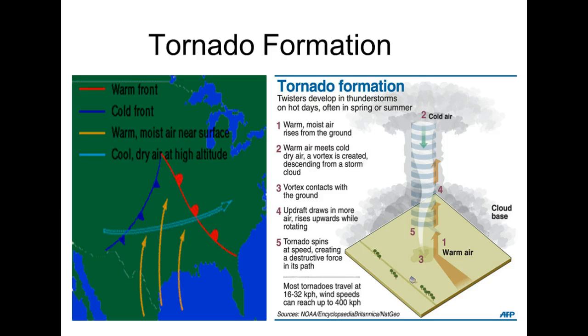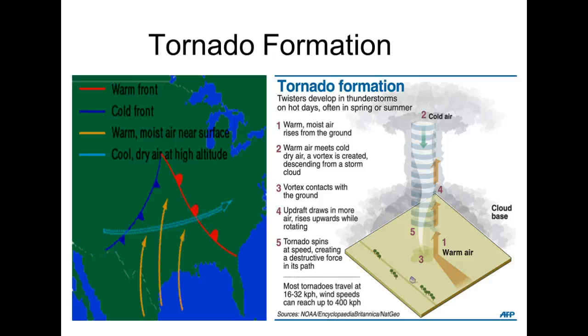So let's put this explanation into 5 basic steps in the formation of a tornado and get those steps in your notes. In step 1, warm, moist air rises from the ground. Makes sense, right? And where does this heat come from? Right, warm water.